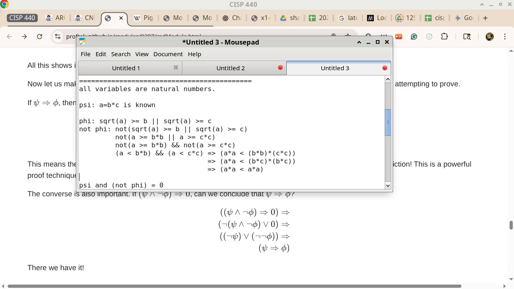Okay, I do apologize that I made the phi incorrect in the first place. So the phi is supposed to be: at least one of the factors of A is less than or equal to the square root of A. But we still arrive at the same conclusion that A times A is less than A times A, which is false. Is that okay? All right. So this is proof by contradiction in action.